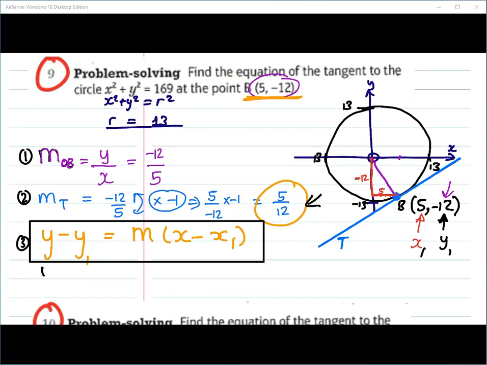So we say y take away y1. What's y1? Minus 12. So y minus 12 equals the gradient. What is the gradient that we need? 5 over 12, times by x minus 5. You've got to put the right numbers in the right part of the formula.